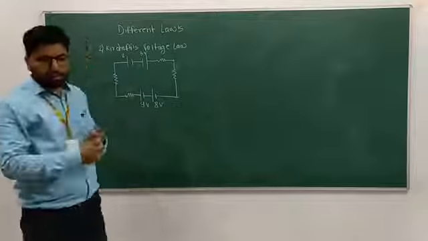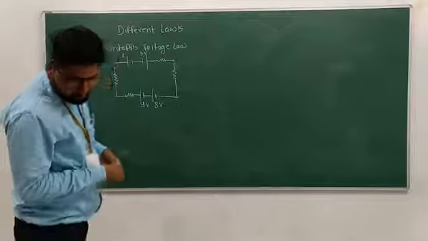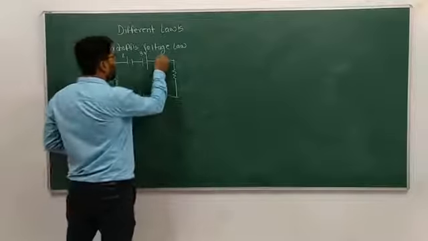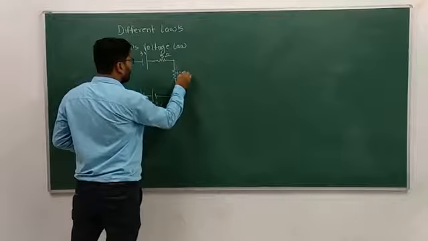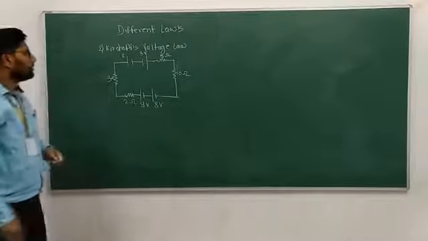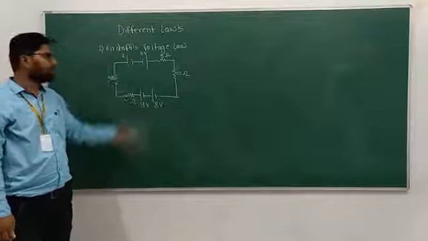And what are the resistor values? Resistance values are 3 ohm, 5 ohm, 10 ohm, and 2 ohm. Okay. So these are the circuits available, and these are the different voltage sources available in your circuit.